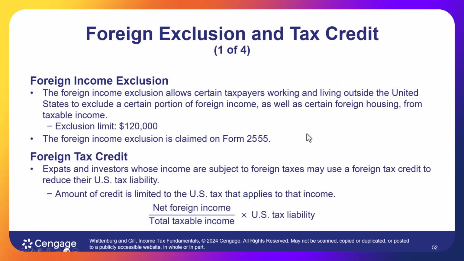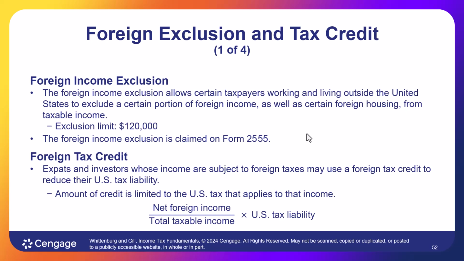So other tax credits that we're going to discuss, the foreign exclusion and tax credit. So foreign income exclusion allows certain taxpayers working and living outside the U.S. to exclude a certain portion of their foreign income as well as foreign housing from the taxable. The limit is $120,000, and this is claimed on Form 2555.